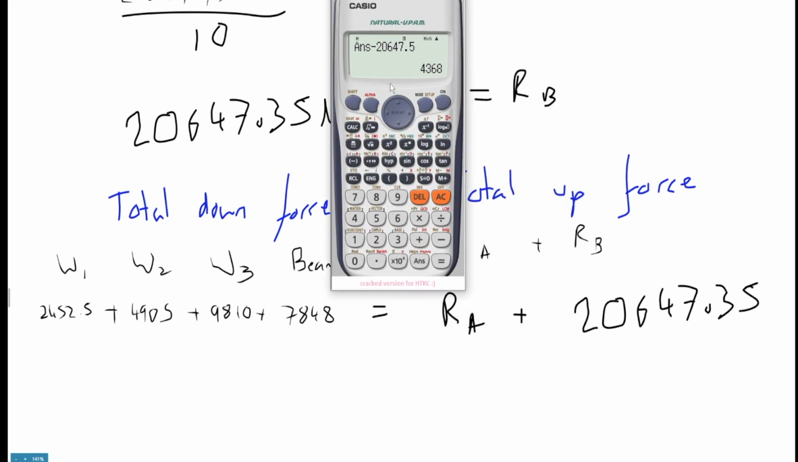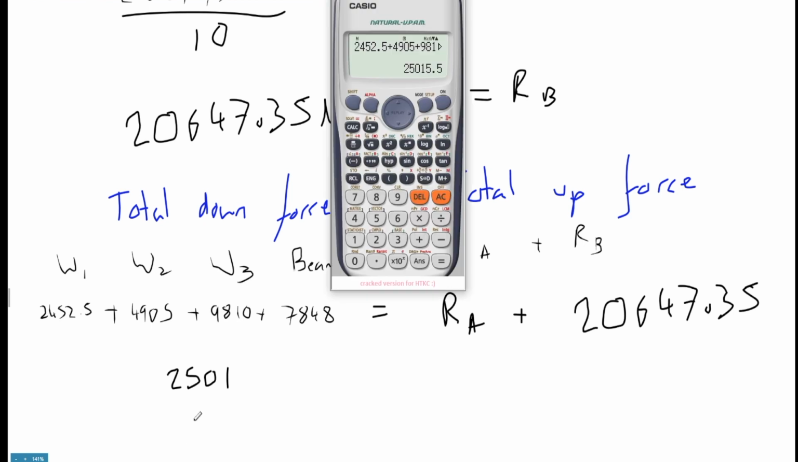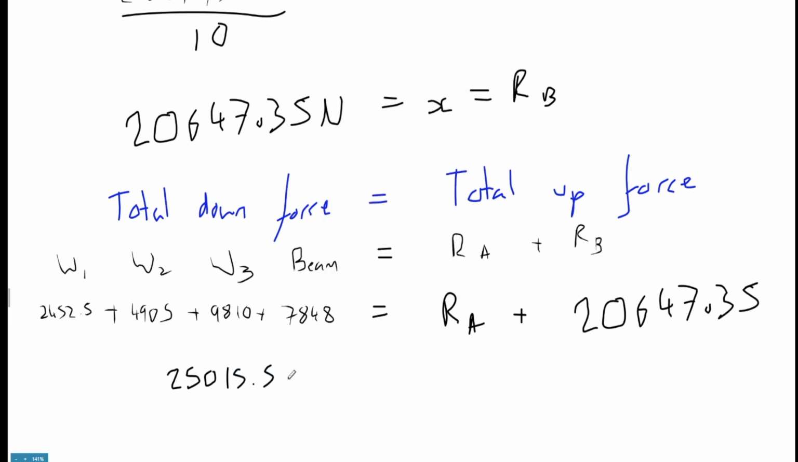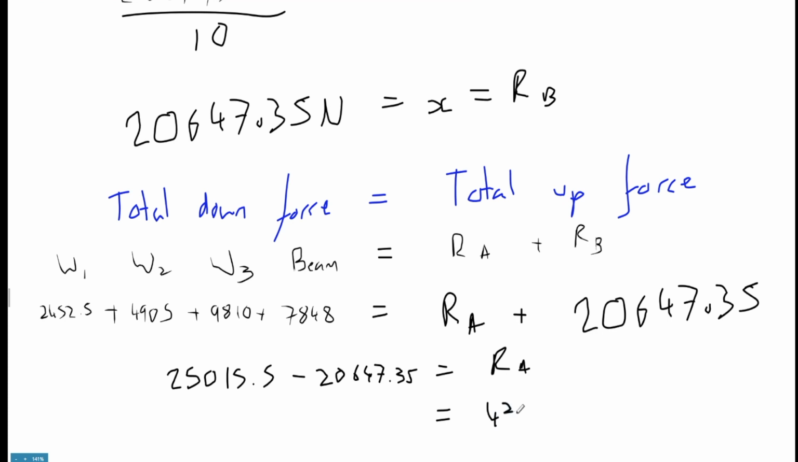So let me just write that down so you can see it. 25.01.5.5 newtons minus the 2647.35 should be equal to my reaction force at A, and that's equal to 43.68 newtons. So it looks like the reaction force at A is a lot less than the reaction force at B.